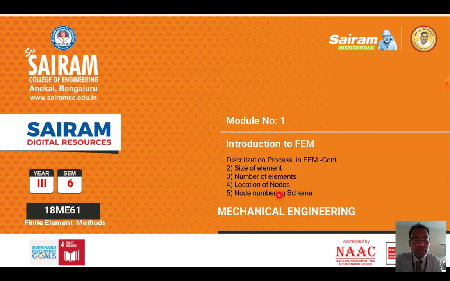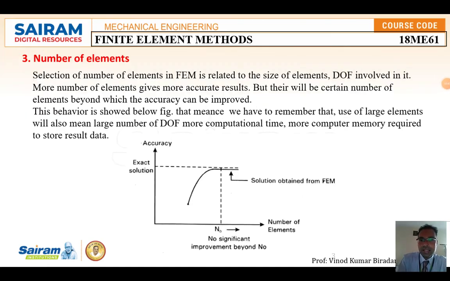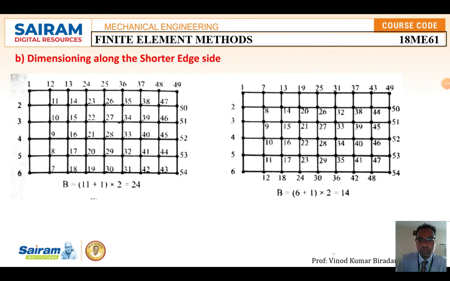You have to calculate the node numbering scheme using the bandwidth formula B is equal to d plus 1 into f. By using that formula you calculate it. Okay, this is the discretization process involved in the finite element method. This is very important, especially at the last stage, node numbering. Here is a simple example.